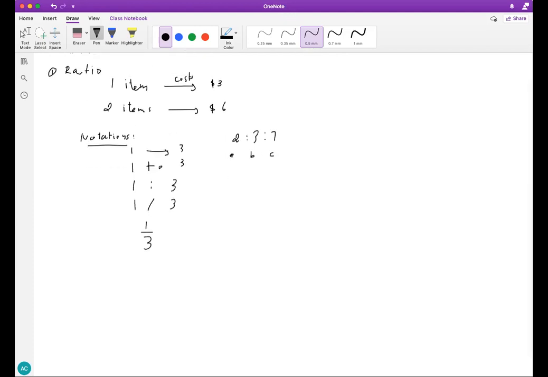Let's see how to simplify ratios. Sometimes when you have a ratio of something, we can express it in an easier, simplified way.